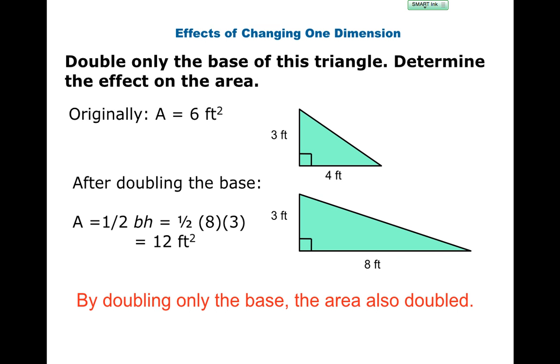Those triangles are not similar, right? We stretched it one way but not the other, so they are still both triangles, but they're not similar triangles. They don't have the same angles. The side ratios would not all be the same. So we doubled only the base, and the area was just doubled.